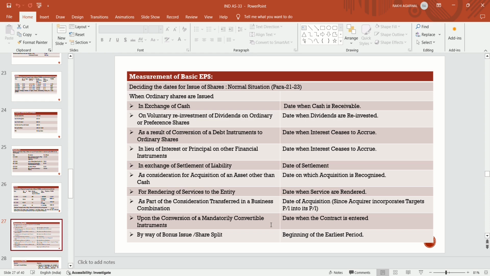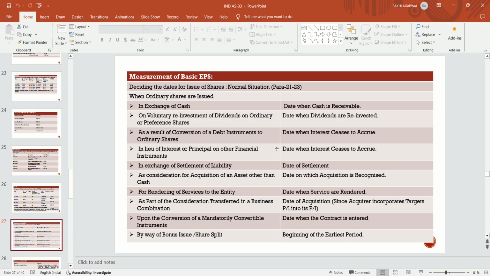As part of consideration transferred in case of business combination, if an entity issues shares to another entity as part of consideration, the date of acquisition is taken, since the acquirer incorporates the target's profit and loss. Upon conversion of convertible instruments, it is the date when the contract is entered. In case of mandatory convertibles, the date when the contract is actually entered.